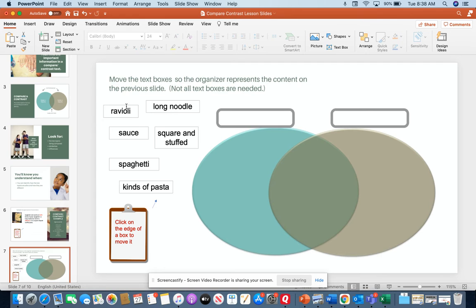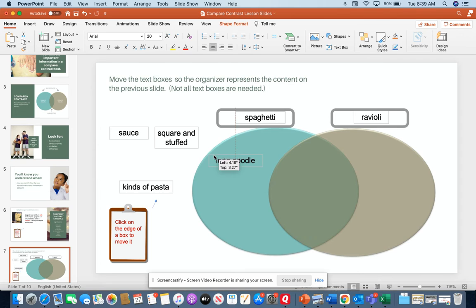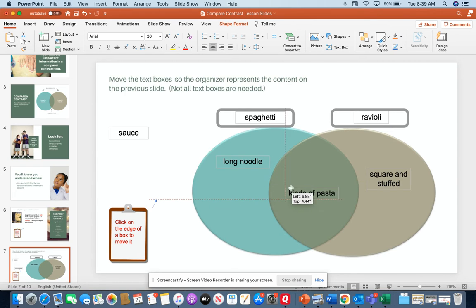All right, now we are going to move these to show the difference. So we've got spaghetti and we've got ravioli. All right, we know that spaghetti is a long noodle. Ravioli is square and stuffed, but they are both a kind of pasta. So here's how spaghetti is different from ravioli. Here is how ravioli is different from spaghetti. And here is a way that they are both the same.